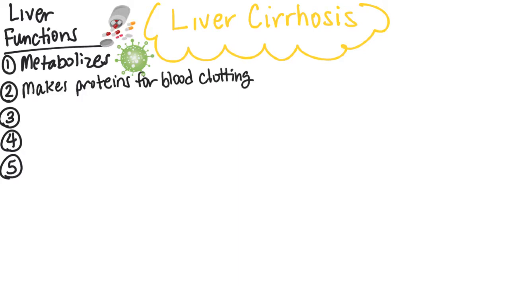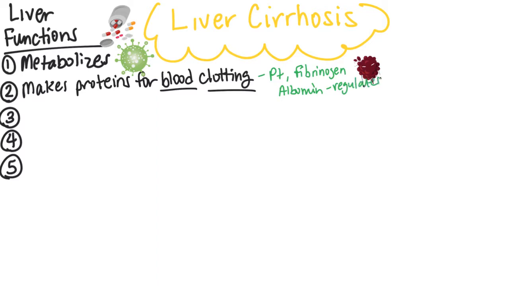circulatory system. The liver also makes proteins for blood clotting. That includes PT, which is prothrombin, fibrinogen, and then it also makes albumin, which is a blood protein, which is responsible for maintaining and regulating cellular fluid levels like water in the body from tissues to vascular spaces.